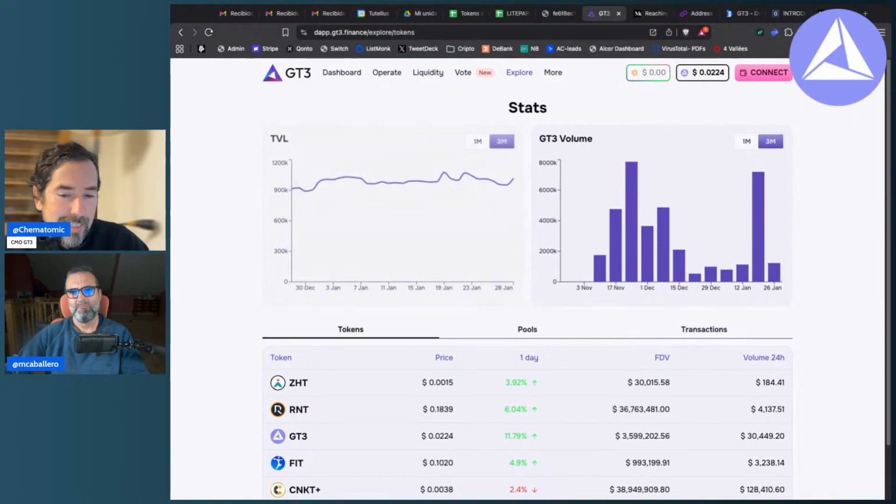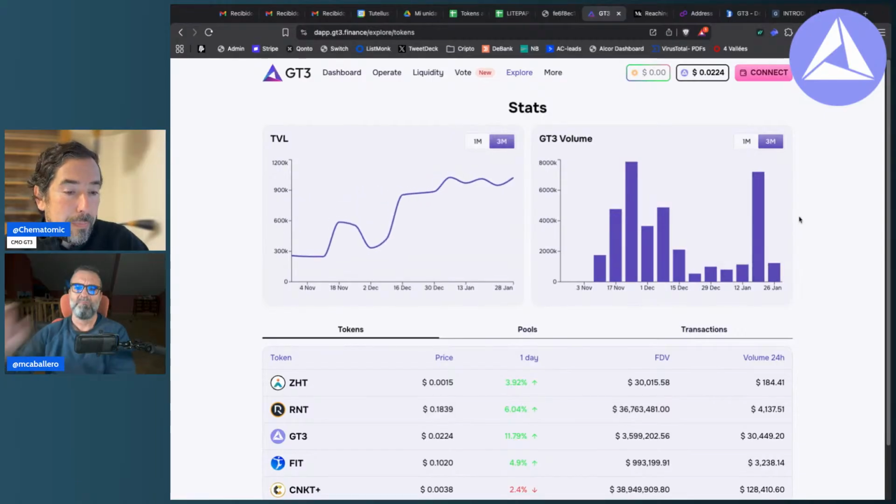But that said, you don't need to be looking at the price of GT3 all the time, because you will be making passive income. What you need to look at is how much this is growing in TVL. If we grow in TVL, we are all going to make money as part of the community. That's the way this works.